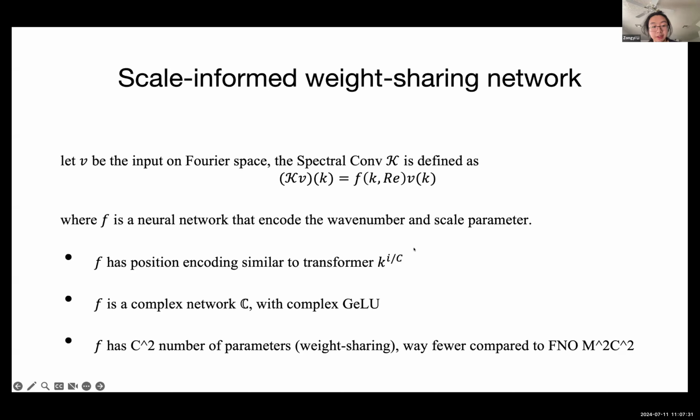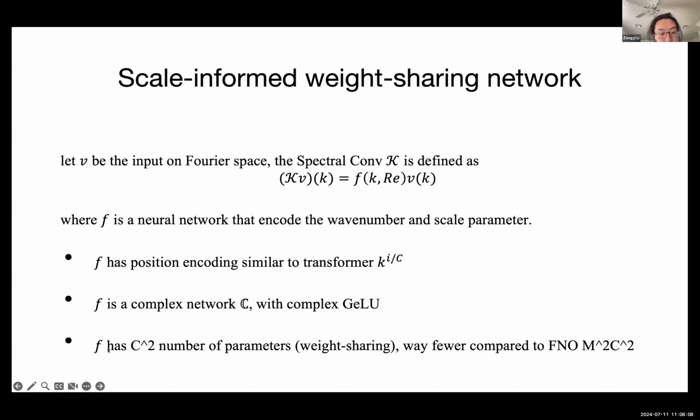For some machine learning considerations, we'll have this F as a neural network that has position encodings similar to the position encoding in transformers. So this k leads to the i over C powers, where C is the total number of channels. And F is a complex network. So we're going to use complex activations, for example, complex GLU, basically doing GLU on the real part and complex part separately.